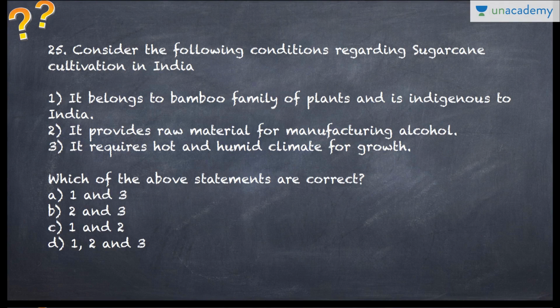And now let's talk about sugarcane cultivation in India. It belongs to the bamboo family of plants and is indigenous to India, which is actually right. And it provides raw material for manufacturing alcohol, which is also right. In the past 6 months, I think the lowest price for sugar has been recorded in recent times. That's basically because there are a lot of problems with procurement and fair and remunerative prices, and a lot of issues. But one thing the government is trying to do is use all this extra sugarcane for alcohol production.